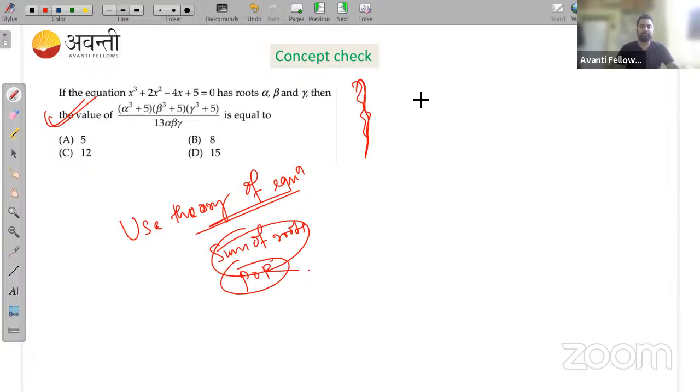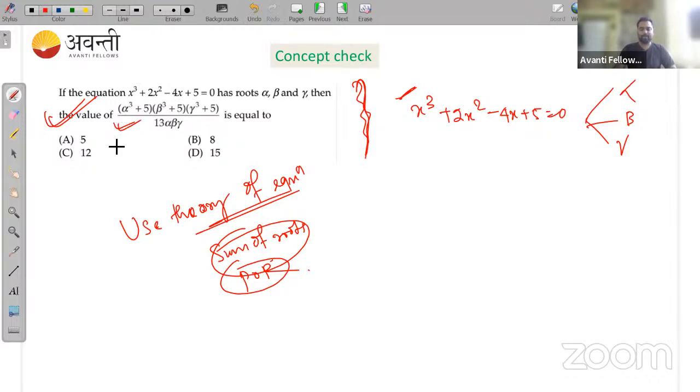Okay, let's see. The given equation is x cube plus 2x square minus 4x plus 5 is equal to 0. Actually it's a JEE question, not a Mains question. This is one JEE question. So we should focus on JEE Mains first. Let the roots be alpha, beta, and gamma. You need to find the value of this expression.